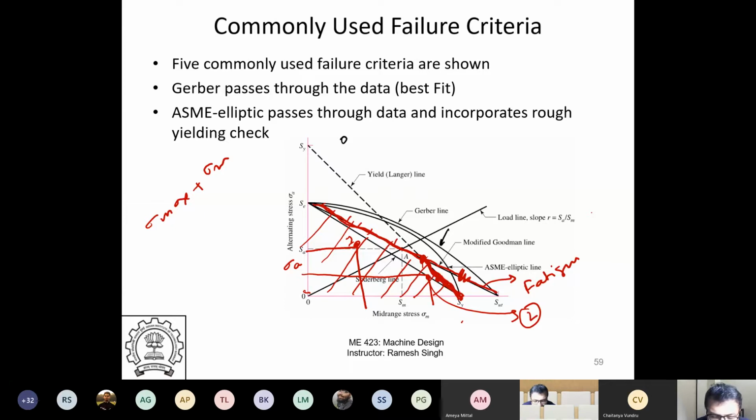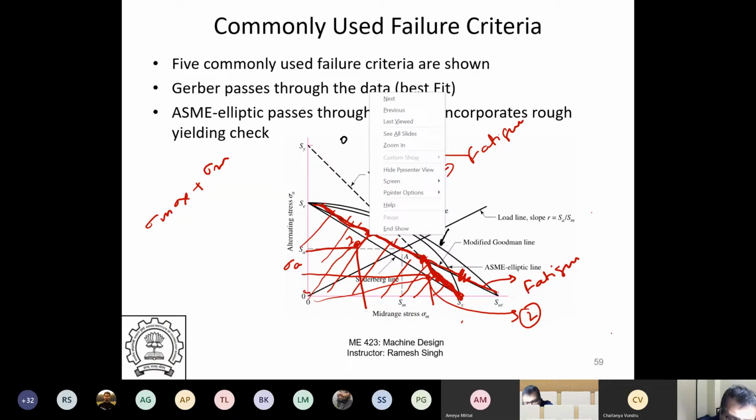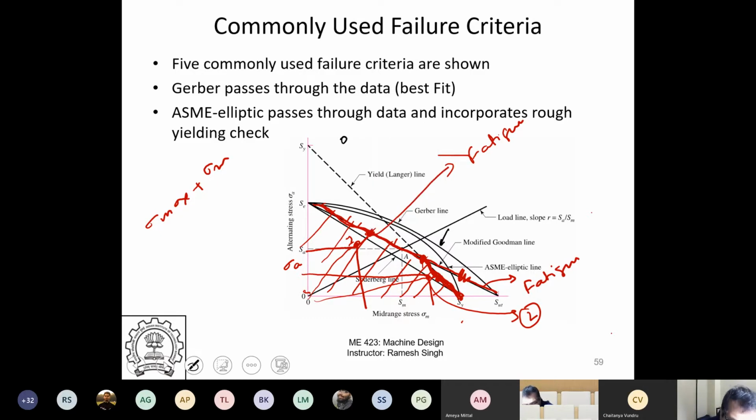But if I aggravate, I will see yielding here. If I keep on increasing sigma A and sigma M, I'll hit yielding first. Here, if I keep on increasing, I will hit fatigue. It has infinite life till I go there. So this will be my factor of safety, because I have some room from here to here, and I'm still having infinite life. But if I go beyond this line, then as per my Goodman relationship, I have finite life.